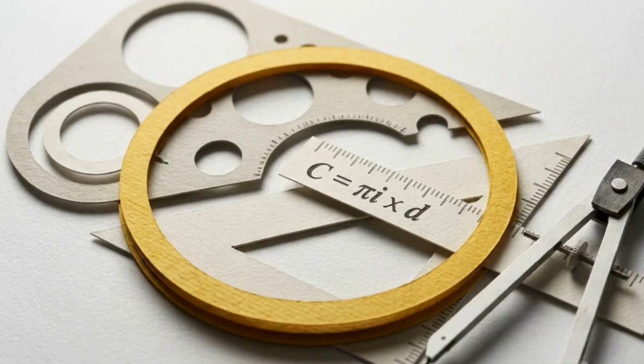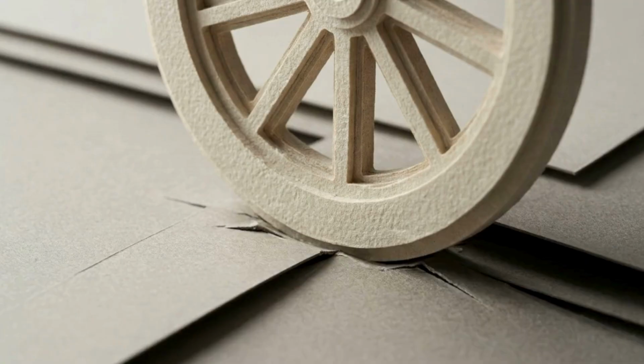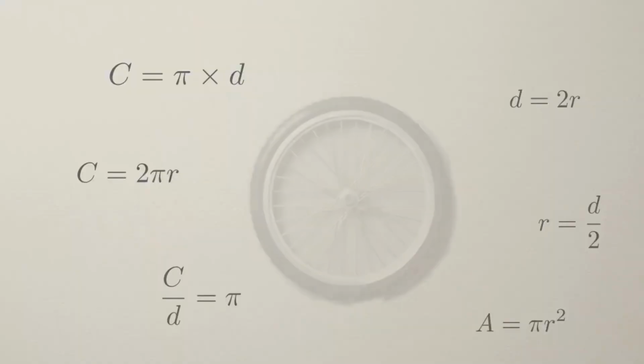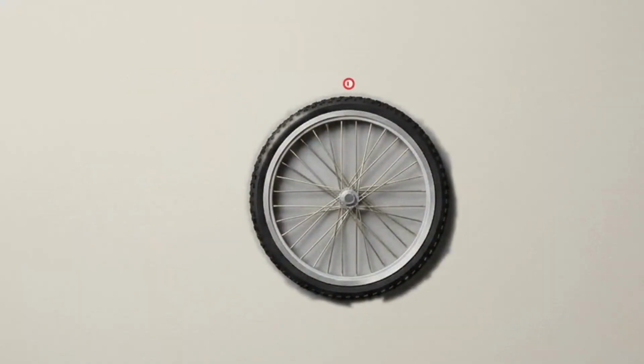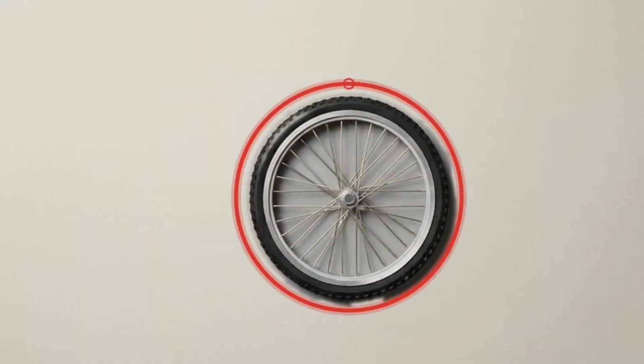You might have memorized the formula C equals pi times d to pass a geometry test, but to see how that rotation actually pushes you forward, we have to look past the symbols on the chalkboard and focus on the physical edge of the circle.